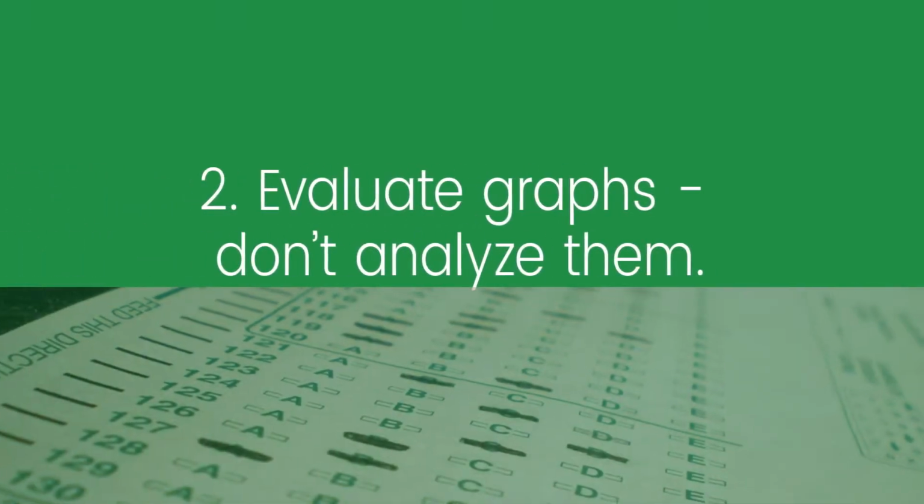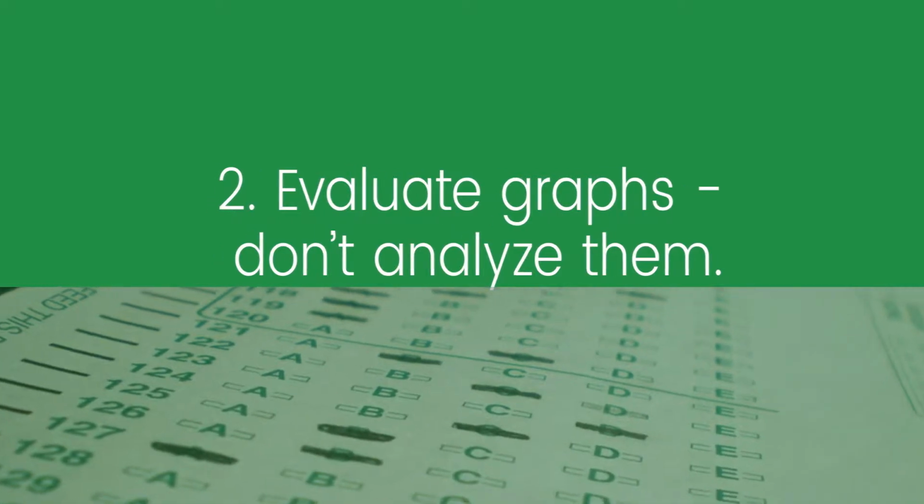Tip number 2, evaluate graphs. Don't analyze them. When it comes to reading a graph for the science section of the ACT, it's tough to know how to approach it. The things that we need to do are to check the x-axis and the y-axis, and note, sometimes there's more than one x-axis or more than one y-axis.